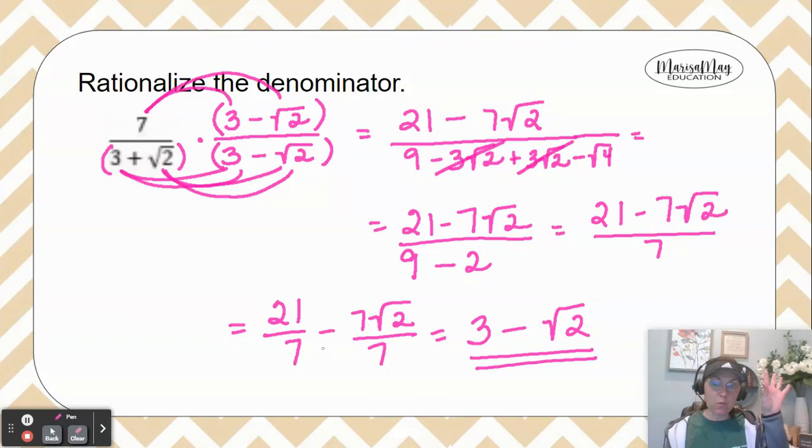Okay, so remember, we multiplied by the conjugate. That's the terms with the square root, but we changed the sign. Be sure to do a lot of distributing, so use parentheses where necessary, and then, of course, simplify at the end.